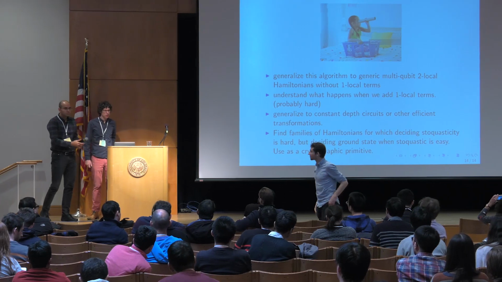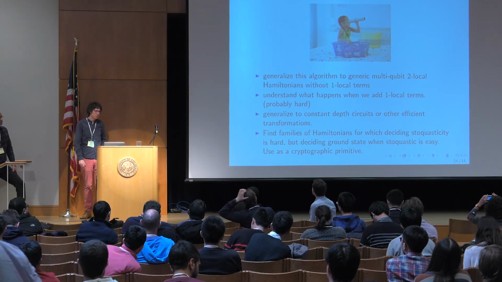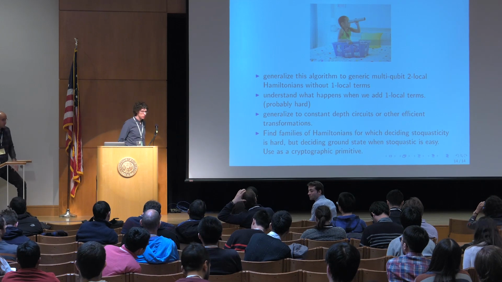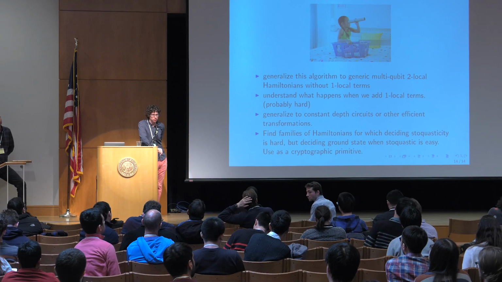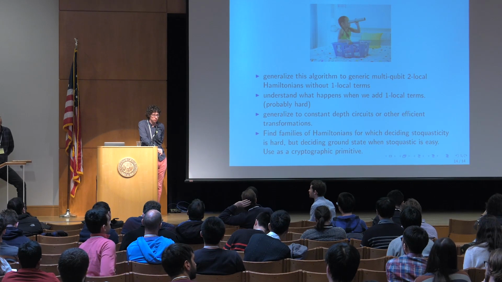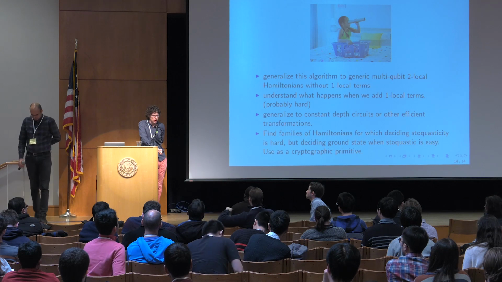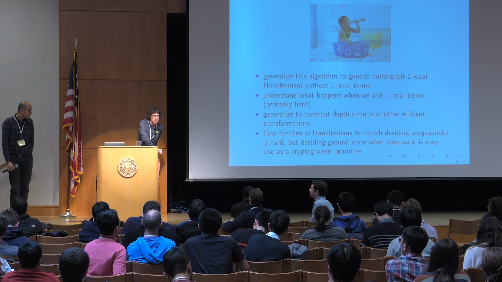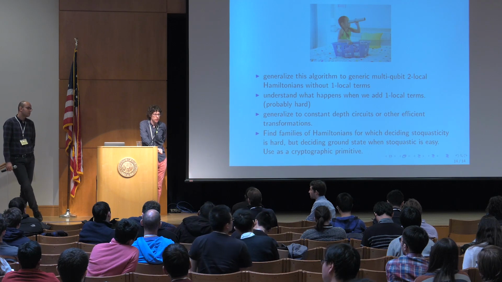So I have one question for each speaker. Maybe a question for Joel first. Is the reason this doesn't work for generic multi-qubit 2-local Hamiltonians because you don't require the unitaries at each place to be the same? You can have different ones everywhere. Well, I haven't claimed that it's not possible, but I haven't been able to do it yet. And that's the blocker.